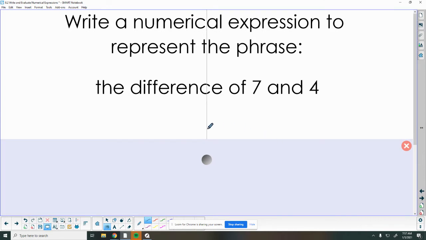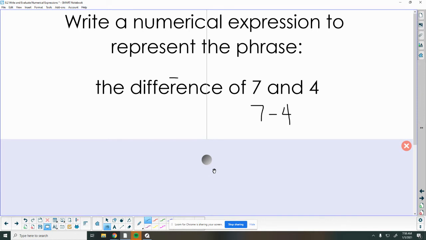So let's look at one more here. This one says to do the difference of 7 and 4. So go ahead and see if you can write an expression for the difference of 7 and 4. Difference means to subtract. 7 minus 4 is 3 if we were solving that.